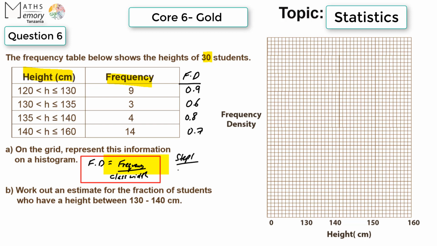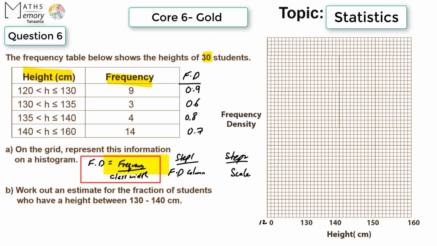So what we did, we just created a FD column, frequency density column. Step 2, that step 1 enables us to actually create a scale. They hardly give us a scale on these exam questions. So we can do this now by creating a scale on the y-axis.